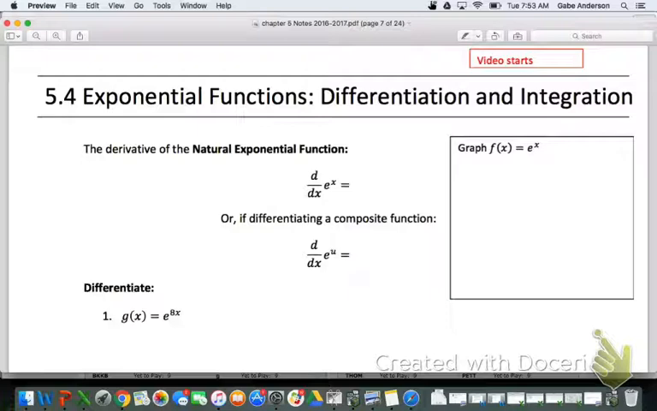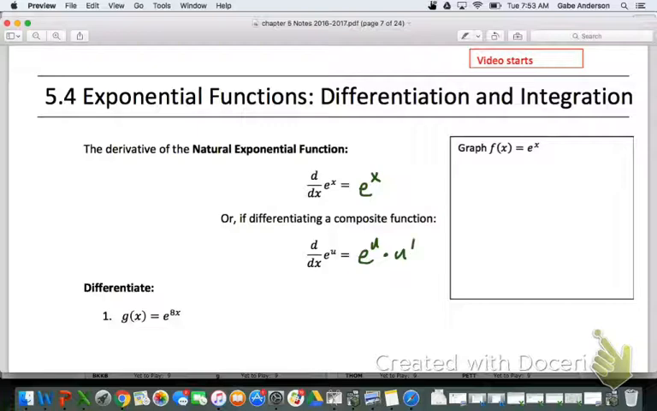In class later on I will do a little proof of this for you, but for now we're going to talk about the derivative of e to the x. The derivative of e to the x is e to the x, perhaps the easiest derivative of the year to remember. If it happens to be a composite function where the exponent is something other than an x, then we would say d/dx of e to the u is equal to e to the u times u prime.